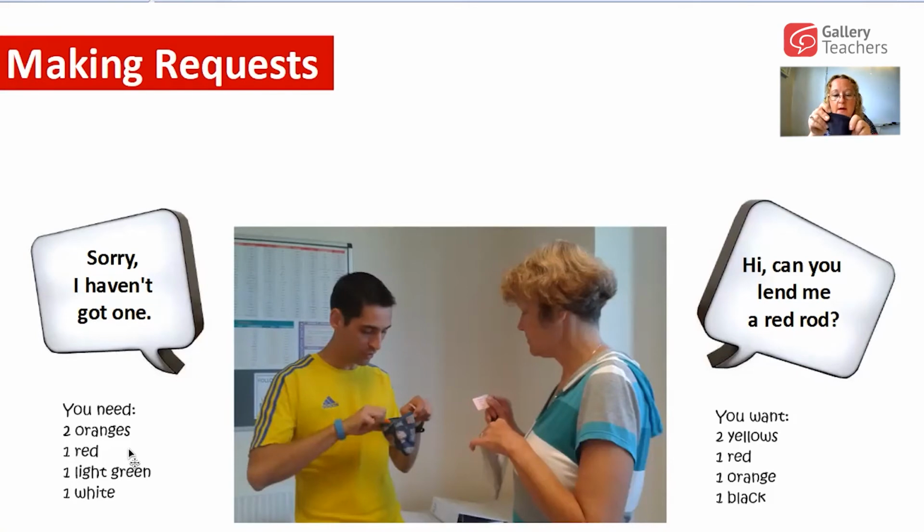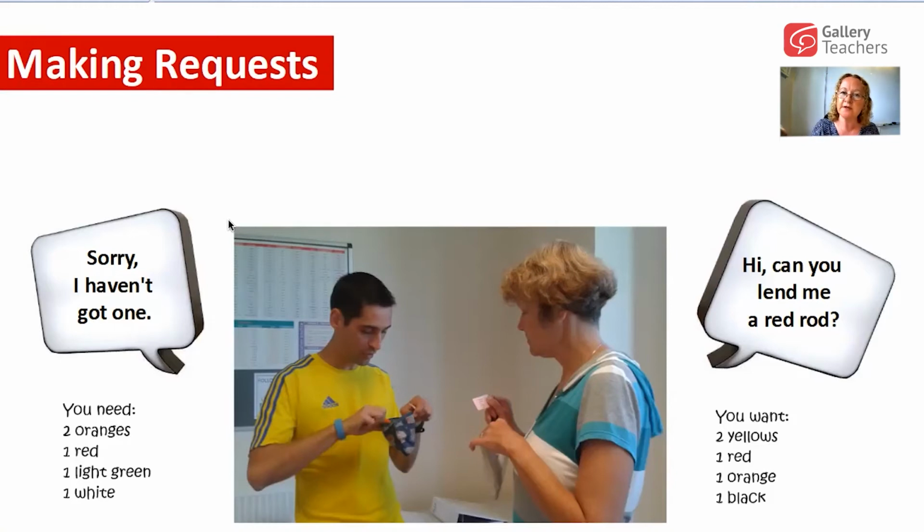I'm going to look in my bag and say, "I'm sorry, I haven't got one. I can't help you." Now, I use this activity also for looking at formal or informal language. So we look at the difference between "lend me a red rod," "give me a red rod," "could you give me," "would you mind lending me?"